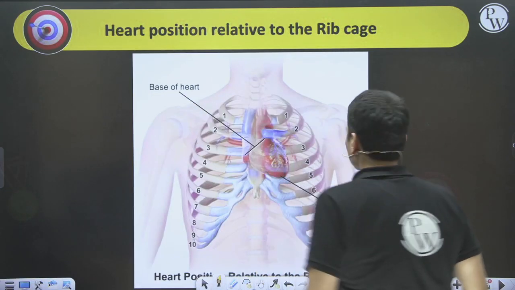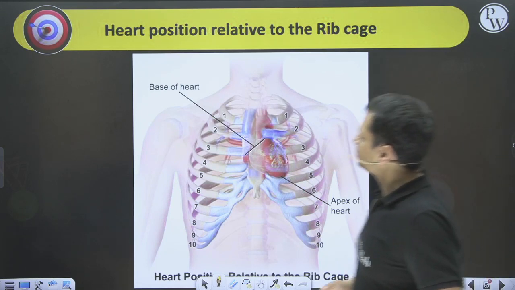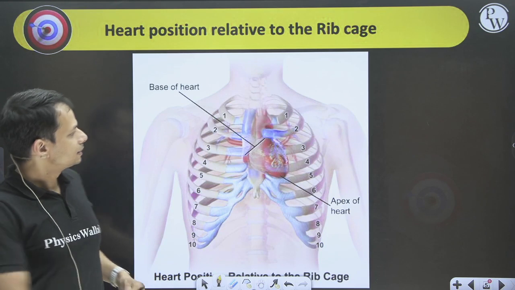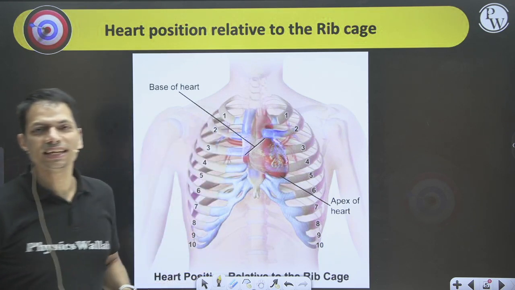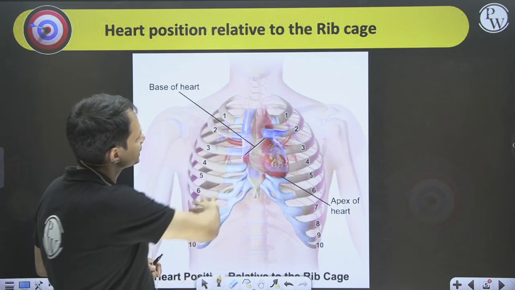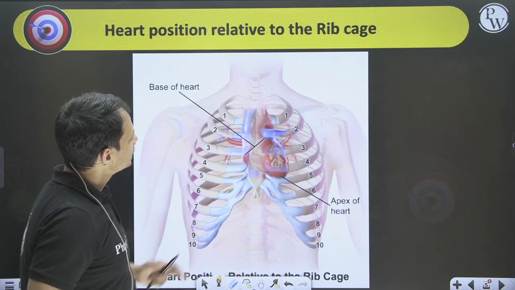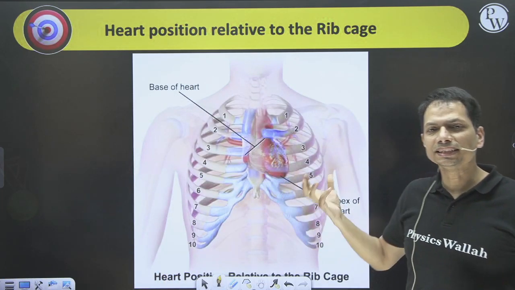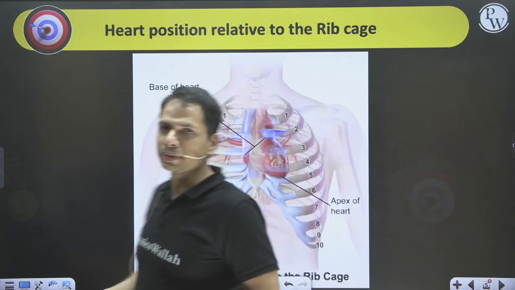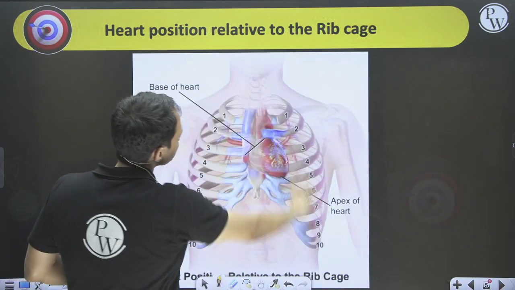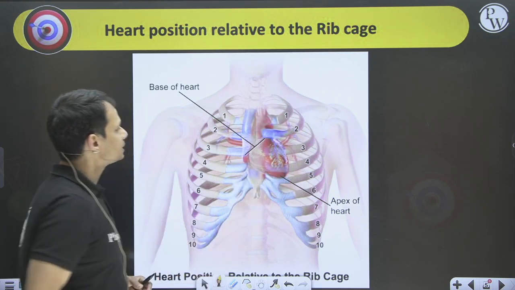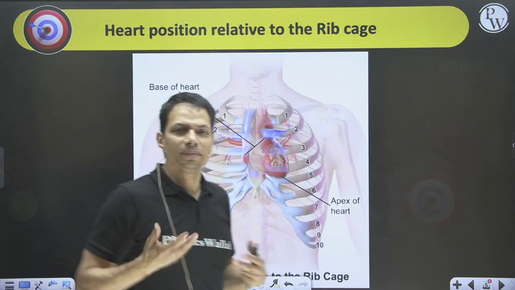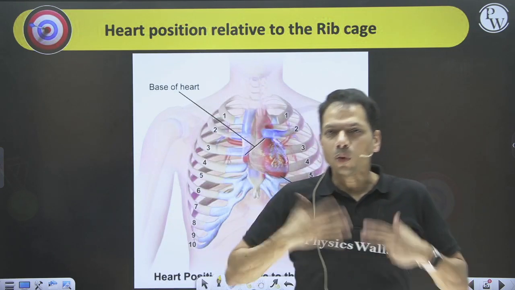Moving forward, the heart is basically present inside a bony cage, and this bony cage is called the rib cage. The reason the heart is inside the bony cage is because the rib cage is providing protection to the heart, right? As you can see, this is the rib cage, and the heart is inside this rib cage, and it is providing protection.